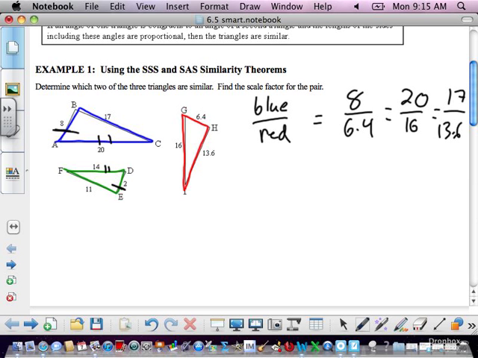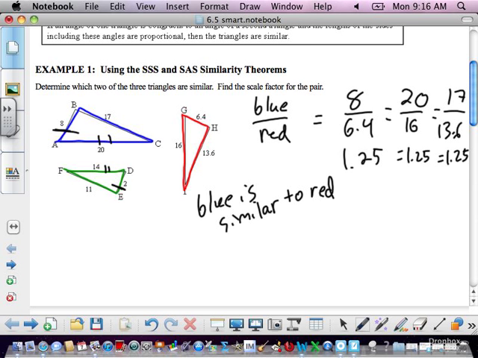8 divided by 6.4 is 1.25. 20 divided by 16 is, oops. You have to put it in your calculator correctly or you won't get the right answer. 1.25. And 17 divided by 13.6 is 1.25. Okay, those all equal each other. So we know blue is similar to red.